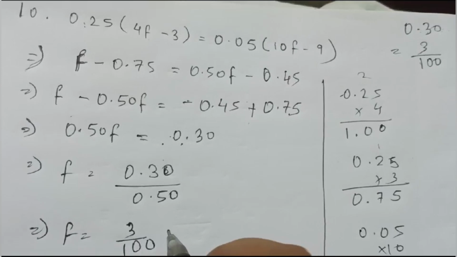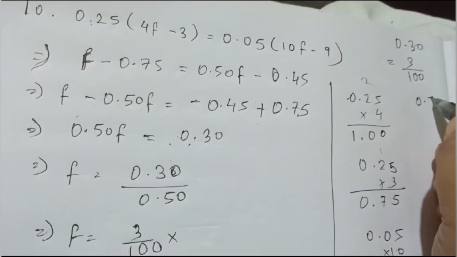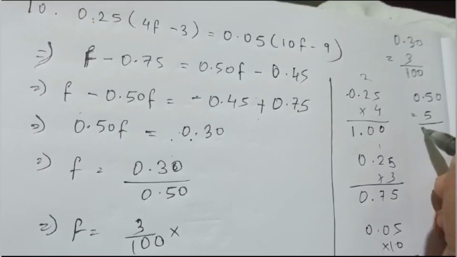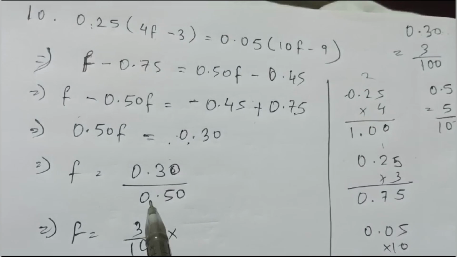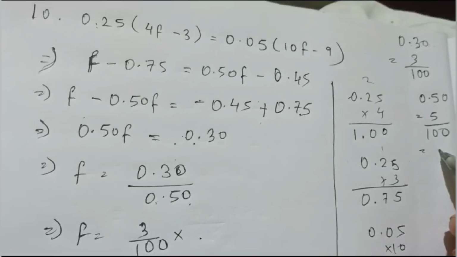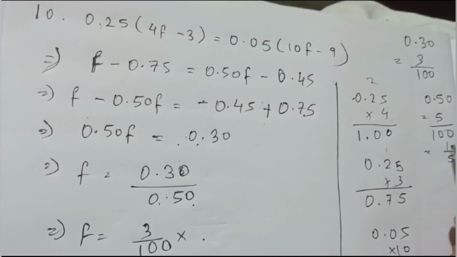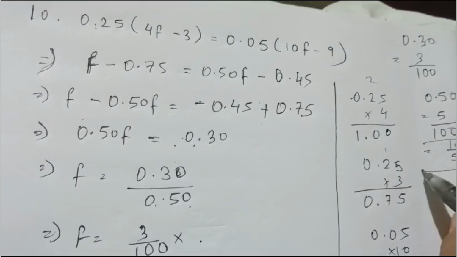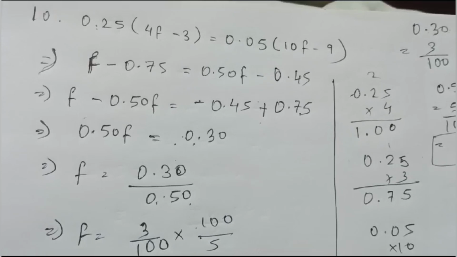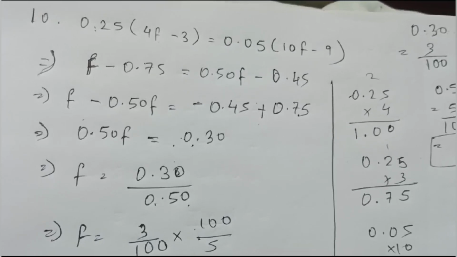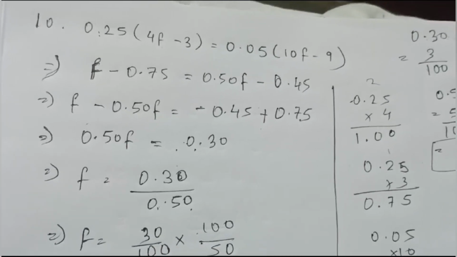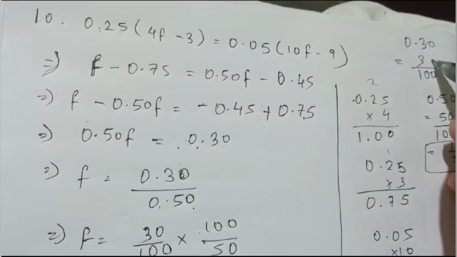Alright. Then here 0.50. That means how can we write this one? 50 by 100. But here it is down here, no? So we'll reverse it. Okay, we'll write like this, then 100. So 5, then here 100. All right, you can write 50. Okay, you have to write 50 also.